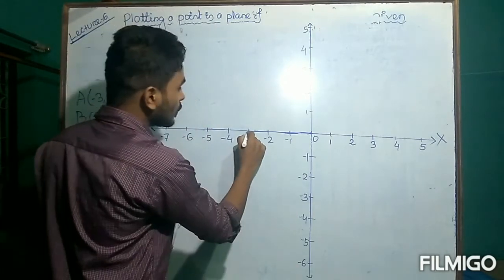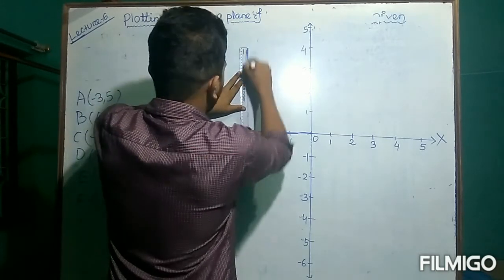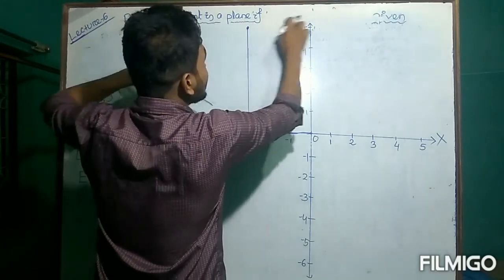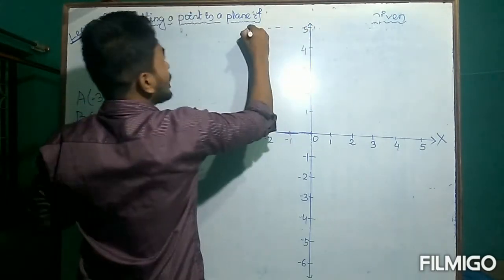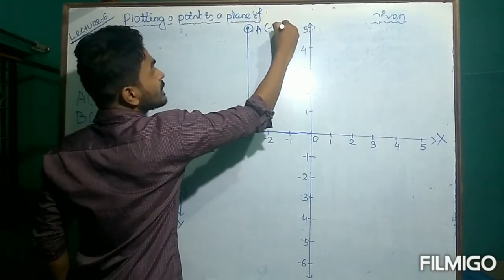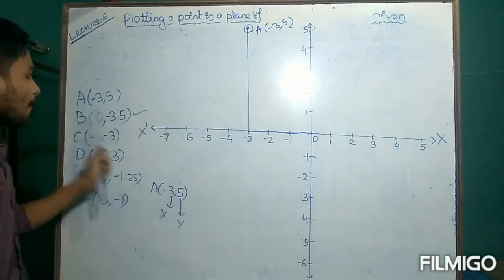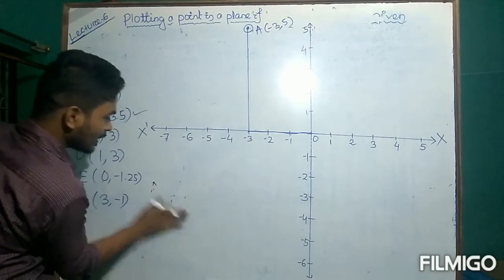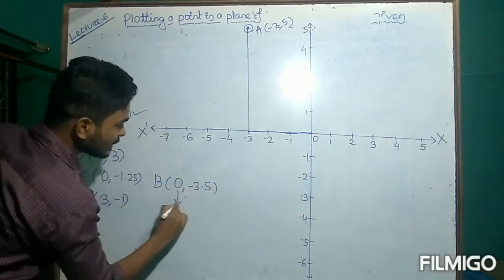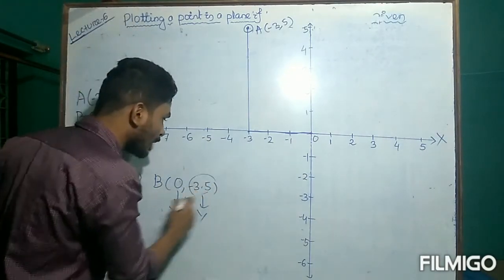So here, minus 3, now move towards the positive direction of the y-axis. This is 5. Now this point represents the point A, minus 3, 5. Complete. Next the point 0, minus 3.5. Here the x coordinate is 0 and the y coordinate is minus 3.5. It is not a whole number.